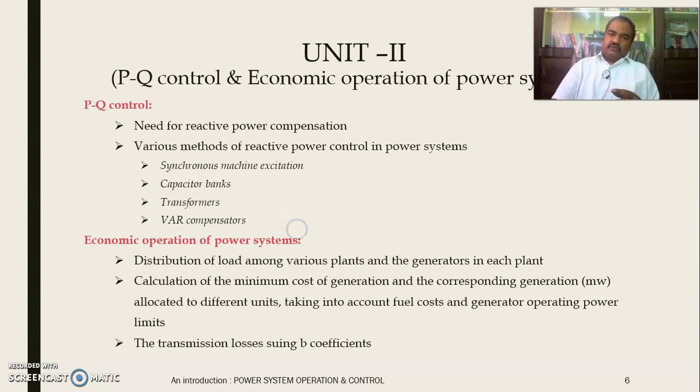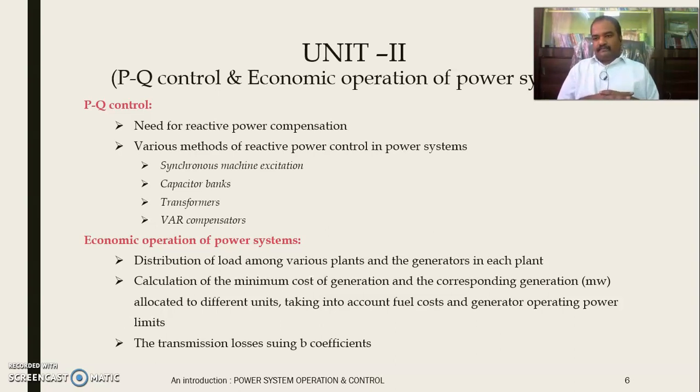And unit number 2 has two parts. Part A is about the PQ control, mainly aimed at controlling the reactive power in the power system. We'll start with what is the need for reactive power compensation and the various devices which are normally employed for controlling the reactive power in the power system. We'll come across the excitation of the synchronous machine, the capacitor banks, the transformers, different types of transformers like the tap changing transformer, booster transformer, etc. And also we'll come across these VAR compensators, which are now extensively used to control the power flow in the transmission system.